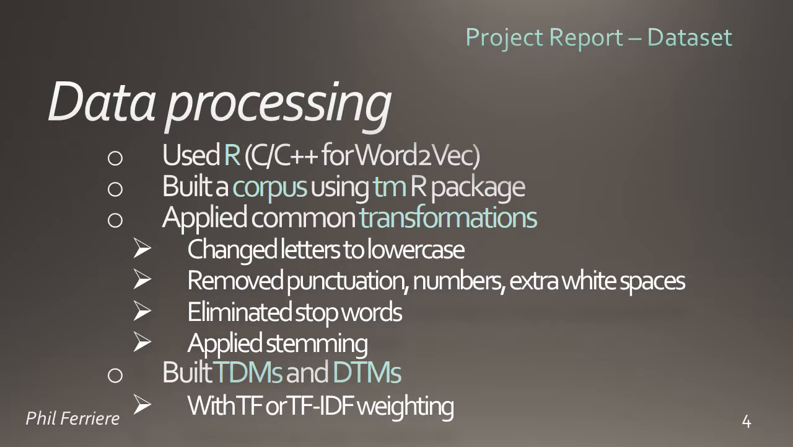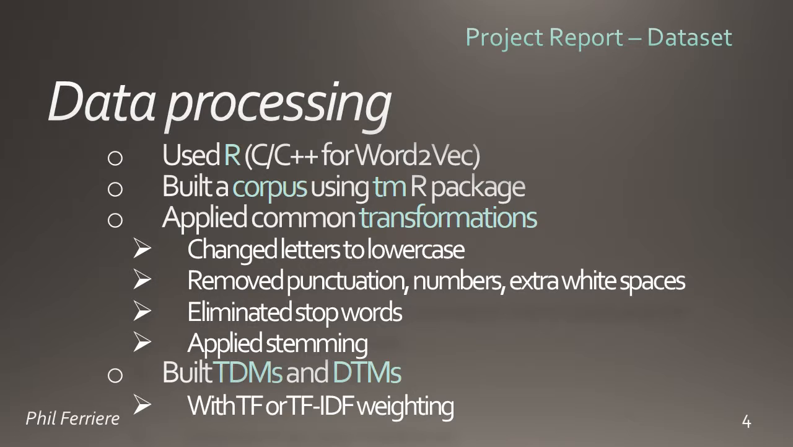The corpus was created and processed using the TM package. I applied several text transformations, including changing letters to lowercase, removing punctuation, numbers, and extra white spaces, eliminating stop words, which are the most common words of the English language, like a and the, and finally, I also applied stemming, meaning I only worked with word radicals.